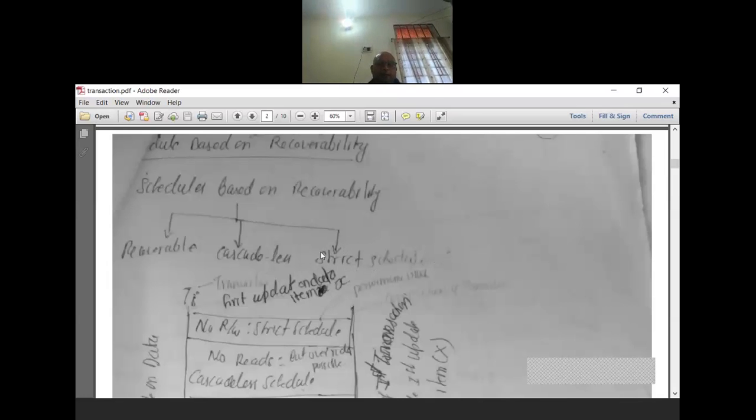Strict schedule, which type of schedule? There is no read or write operation after the first update on a certain data item until the completion of that transaction. And what is a cascadeless schedule? I will show you the example, but right now just remember this: in a strict schedule, there is no read or write operation, and in a cascadeless schedule, in between there is only a write operation, no read operation.